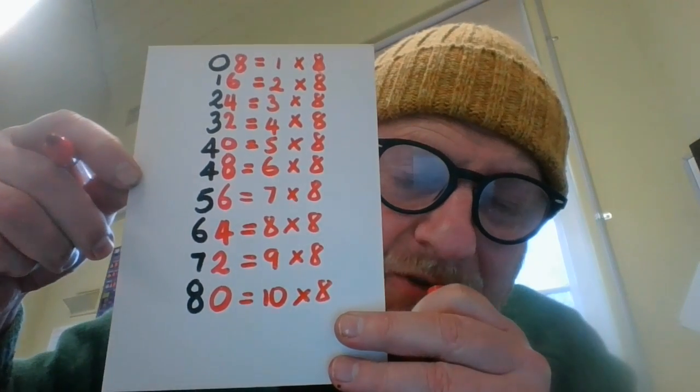7 times 8 is 56. 8 times 8 is 64. 9 times 8 is 72. And 10 times 8 is 80. And that's a quick way of learning our 8 times tables.